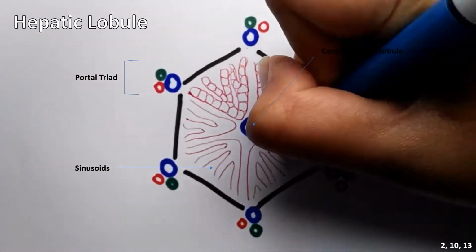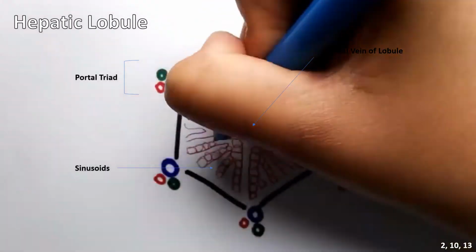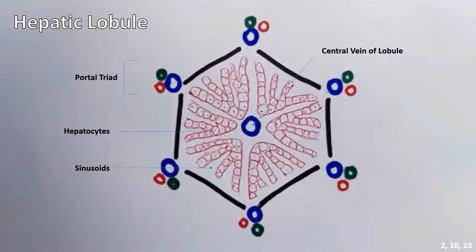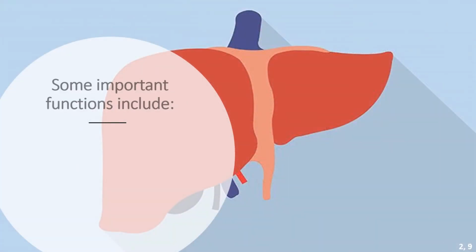Liver sinusoids are separated from hepatocytes by the space of Disse. In this space, hepatic stellate cells are present. These are generally quiescent but are involved in scar formation in response to liver damage. Overall, the liver is a metabolically active organ responsible for many vital life functions.